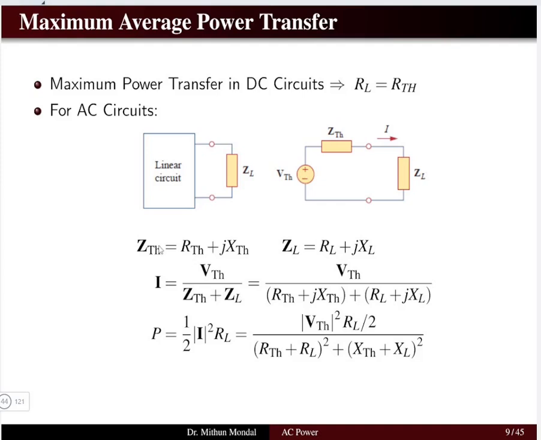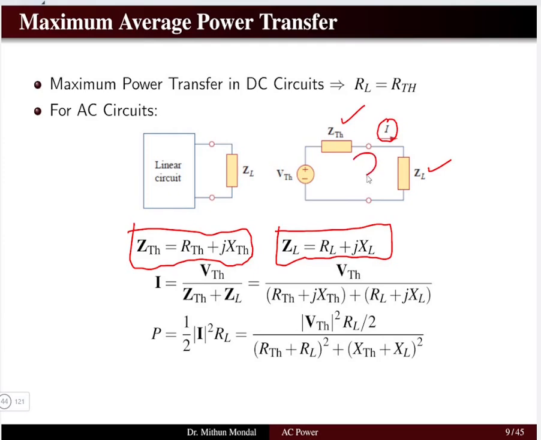Now we can write Z Thevenin is equal to R Thevenin plus j times X Thevenin, and ZL is equal to RL plus j times XL. So we have broken up the Thevenin impedance and the load impedance into the real term and the imaginary term. Now let us determine the current which is flowing in this network.